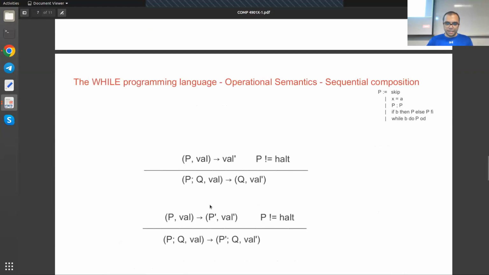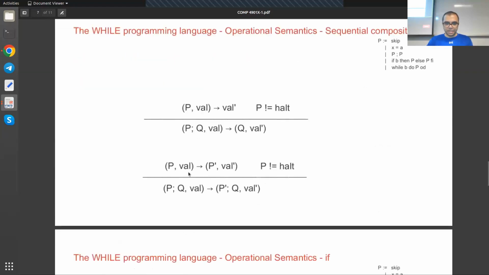I said that if I have something like this, let's say the program P from valuation val can go to P prime, val prime in one step. Then I said, in this case, I can say that PQ can go to P prime Q. But this can only happen if P is not halt. Because if P is halt and I apply this rule, then P prime would be the empty program, and then I would still run Q. But I don't want that to happen. I want to say that if I had halt, my program actually terminates.